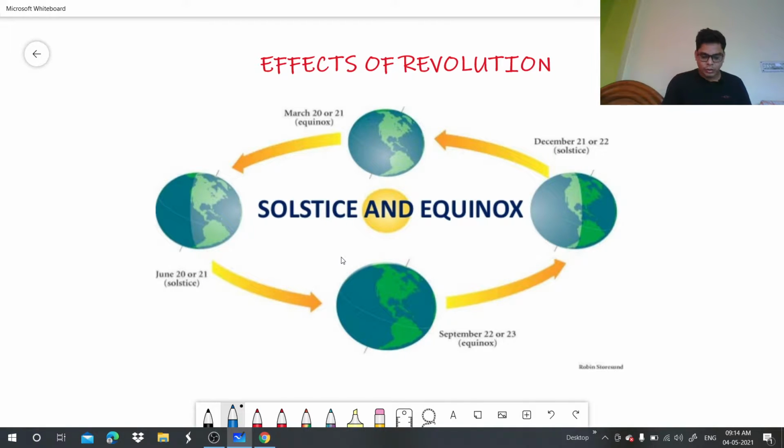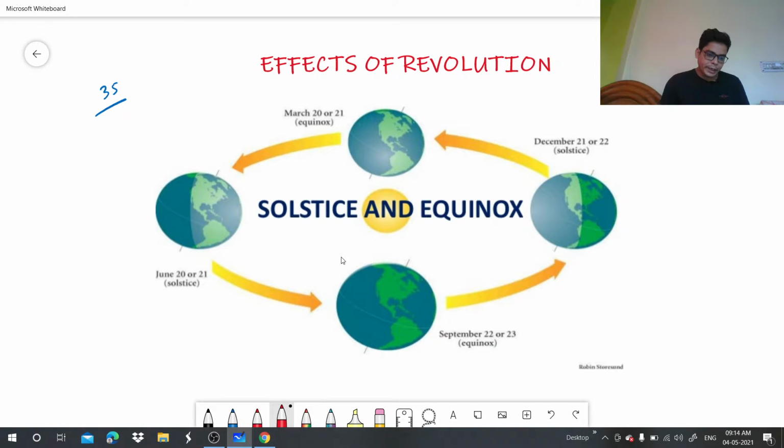You can see some figure I have drawn here on my whiteboard. As per your book, if you open page number 35, you can easily understand this chapter. First, according to your books, the sun is directly overhead at the equator on the 21st March and the 22nd September. These two dates perhaps you know.